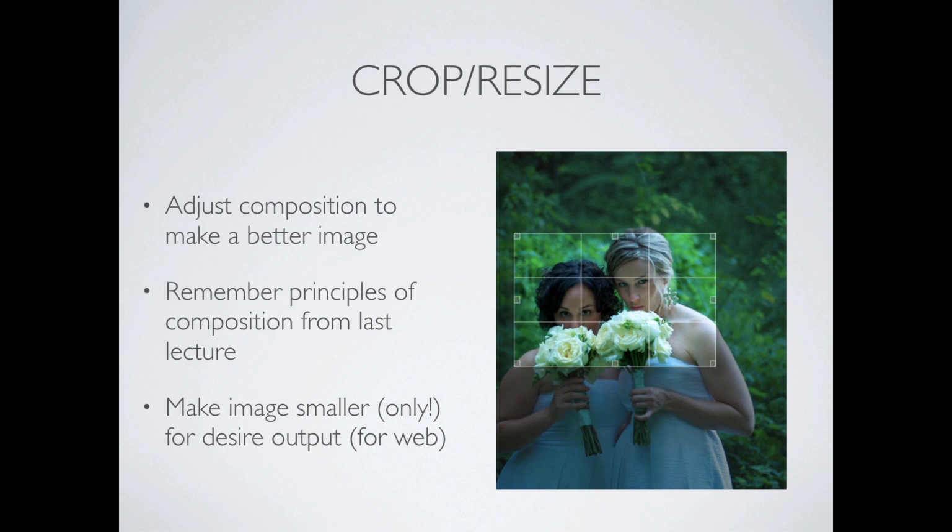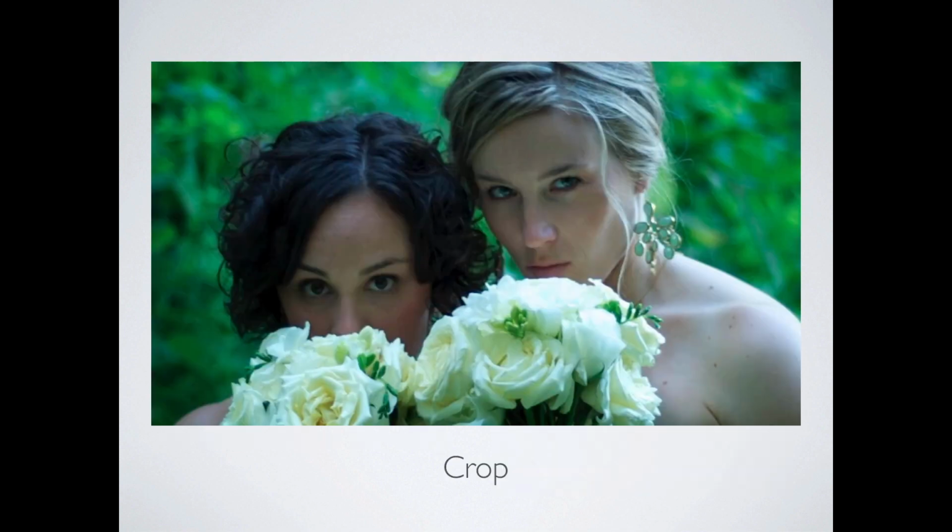So first one, really easy, crop and resize. Cropping, adjusting, making sure you follow the rule of thirds, you have a good composition. That's what this is about. Remember that you can only crop to make the image smaller. You can't make it bigger. So if you're taking your images, give yourself extra space around them and then crop down later, versus taking an image that's too tight and then wishing you had more image, because you can't get more image back.